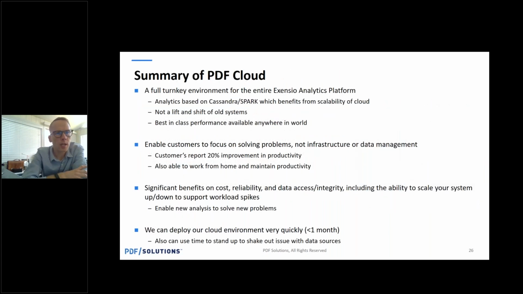Okay, let me just briefly summarize some of the statements that I made today, and then I'm going to turn it over to our friends at Graphcore. So again, full turnkey platform. PDF does all the setup and maintenance. Customers can focus on solving engineering problems. PDF Cloud equals big data, which is higher productivity for users, especially when you're working from home. PDF Cloud can save your organization money. It scales with your business. And finally, we can get a system up and running quickly so that you can start realizing the benefits of PDF Cloud immediately.